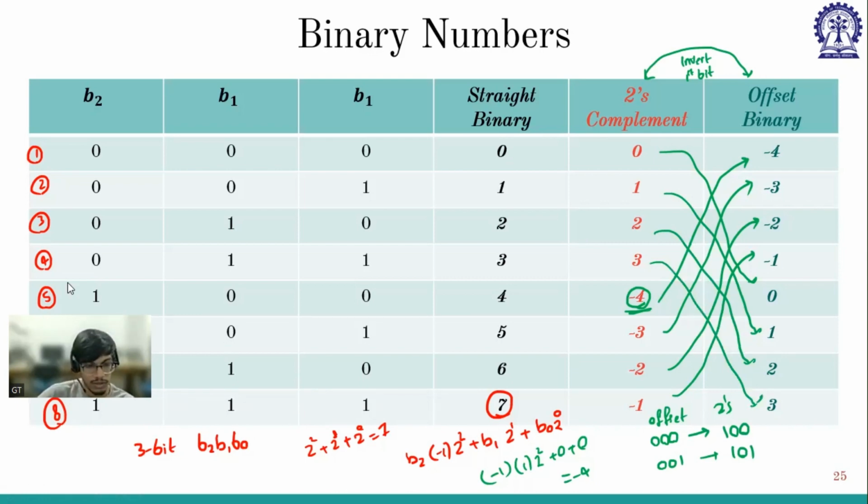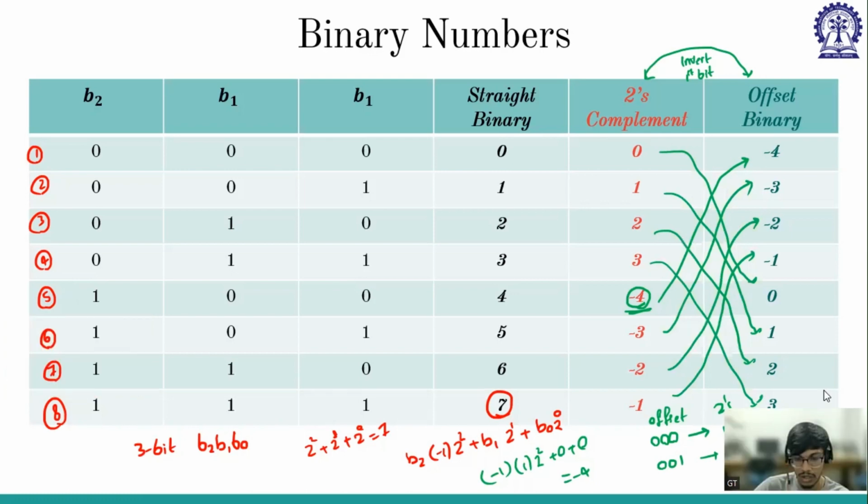Sir, actually, in this 2's complement, when B2 is 1 and B1 and B0 are 0, then at that time it should be a minus 1 by B2 into minus 1 into 2 square, right? Okay.